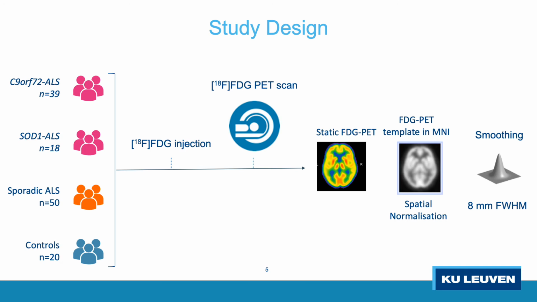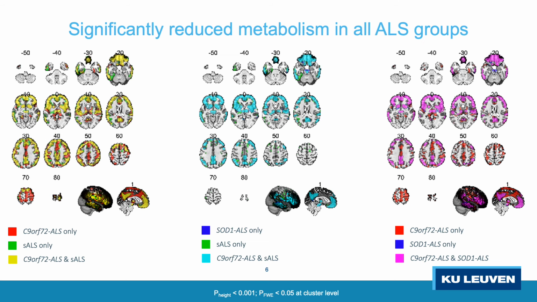Scans were obtained during the diagnostic workup of patients and were processed using SPM implemented in MATLAB. In comparison to healthy controls, we found widespread frontotemporal hypometabolism in all ALS groups, especially in the C9orf72 mutation carriers, as you can see on this slide.